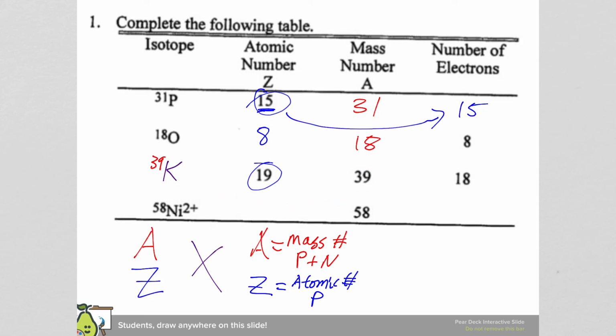The last one is nickel. Nickel is atomic number 28. You have to look on the periodic table for this part. You should note that there is a 2 plus sign here, which means that there is an uneven number of protons and electrons. In fact, with a 2 plus, it means that there are 2 fewer electrons. So in this case, you would just take 28 and subtract 2, which gives you 26 for the number of electrons.